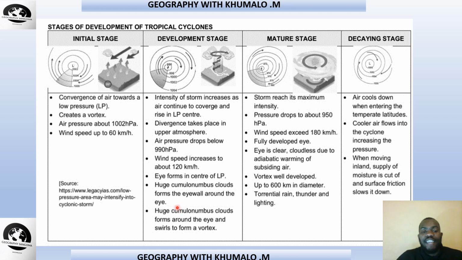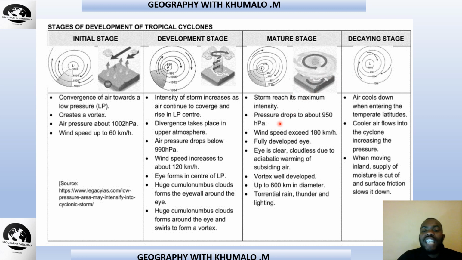And then there are huge cumulonimbus clouds. They form the eye wall around the eye. So that is where our cross section starts to develop. And then the huge cumulonimbus clouds form around the eye and swirl to form a vortex. Then we go to the mature stage.